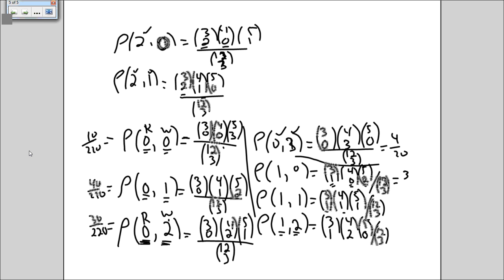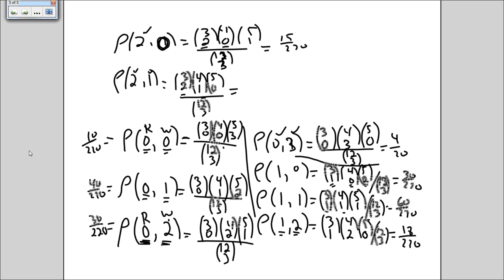Actually, it's 30 over 220. 1 is 60 over 220. 2 is 18 over 220. 20 is 15 over 220. And 21, oh, there's a little error there, but no big deal. 21 is 12 over 220.